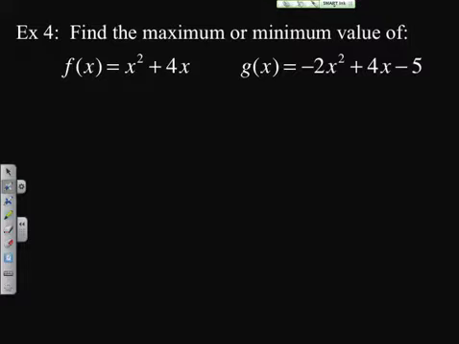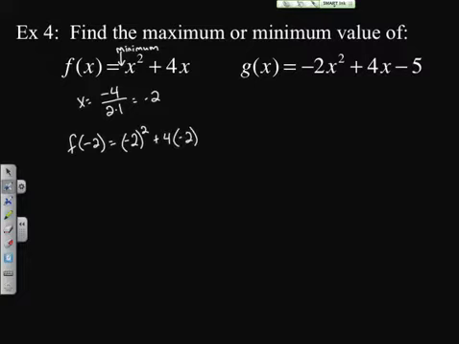So let's first of all talk about this. Since a is positive, we know this has a minimum. And we've got x equals negative 4 over 2 times 1, which is negative 2. To find the value of the minimum, we plug in the negative 2 to the function. We get negative 2 squared plus 4 times negative 2, and that's 4 minus 8, and the answer is negative 4. So our minimum value here is negative 4.